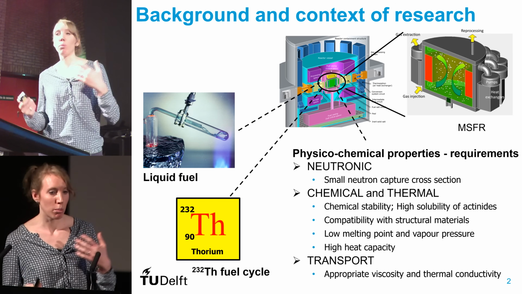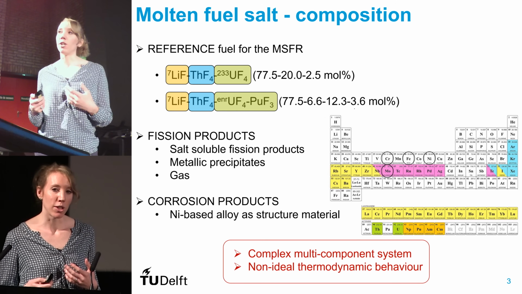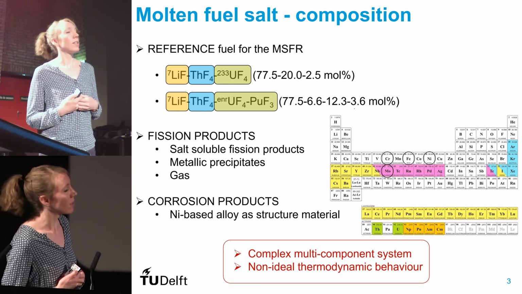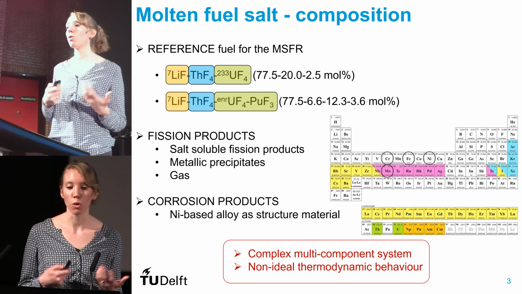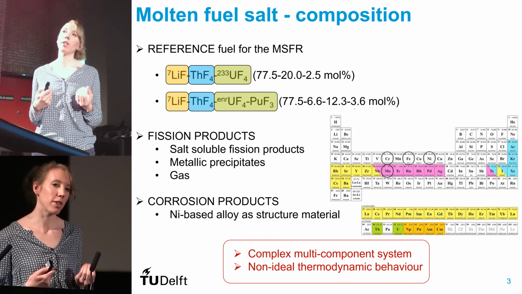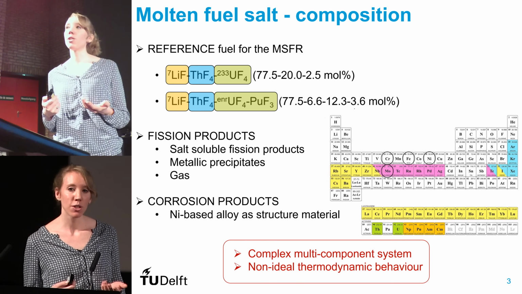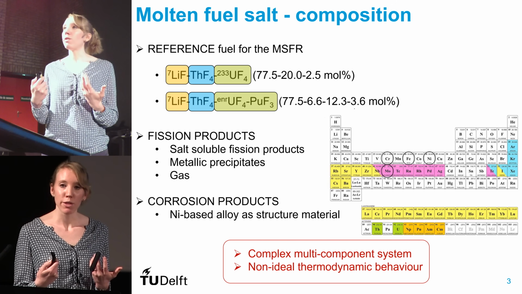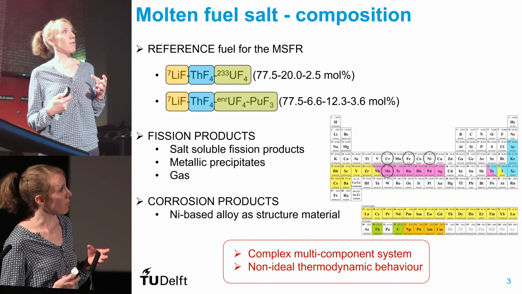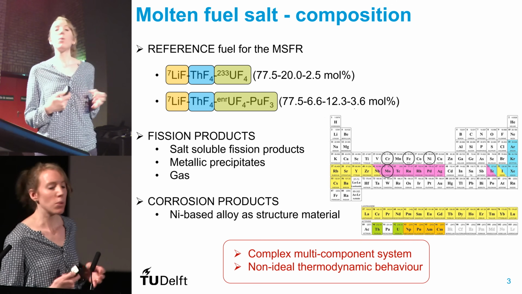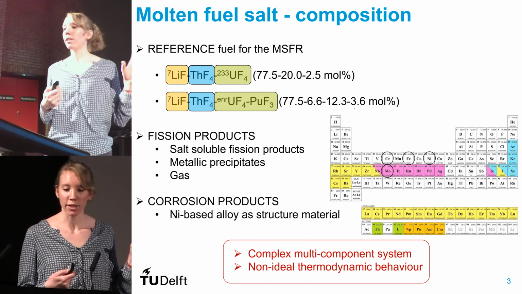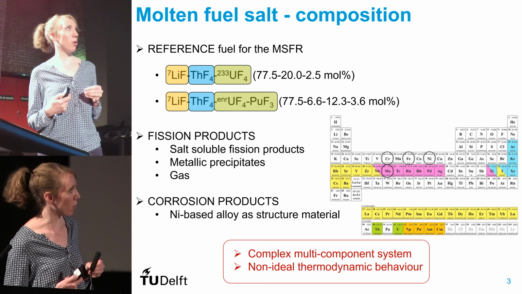Then all the developers have different choices of the fuel with their design. For the molten salt fast reactor, the choice is a lithium, thorium, uranium salt, or a lithium, thorium, uranium, plutonium salt. And this is just the starting composition. With irradiation, many fission products are generated. Here we have the periodic table, and you have in orange and yellow the salt-soluble fission products, but you can also form some metallic precipitates in pink, and you will form some gaseous species in blue.